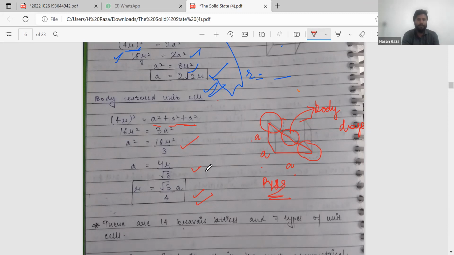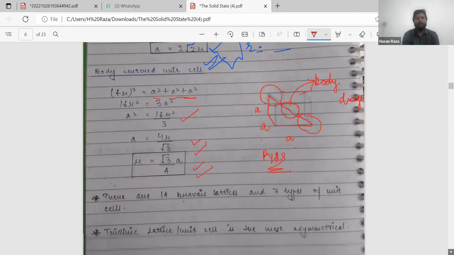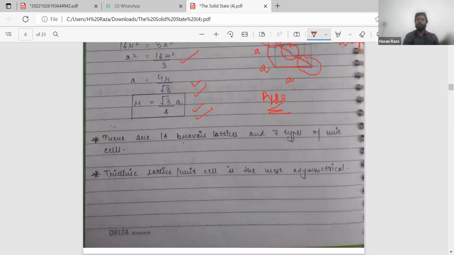Are you done with this? I wrote that, yes. Okay. So see, what I told you is that there are 7 types of unit cells, and only one we have to study about, the cubic unit cell. And what we just studied is the number of atoms of SCC, simple cubic unit cell, FCC, face-centered cubic unit cell, and BCC, that means body-centered cubic unit cell.